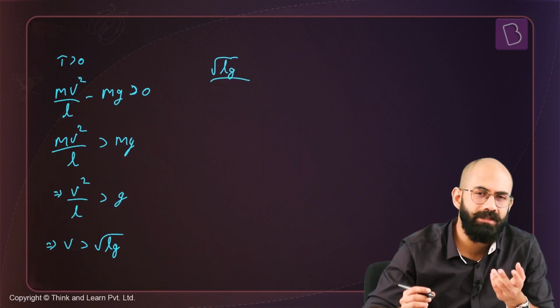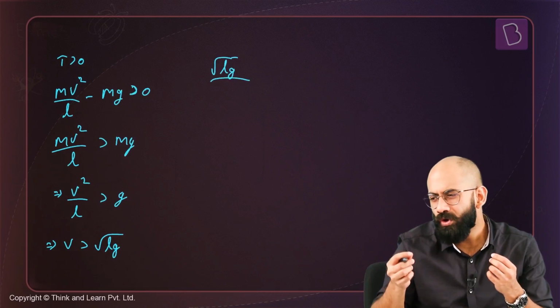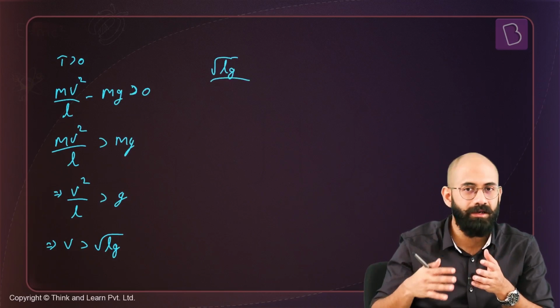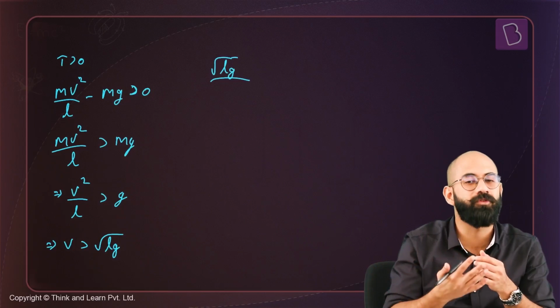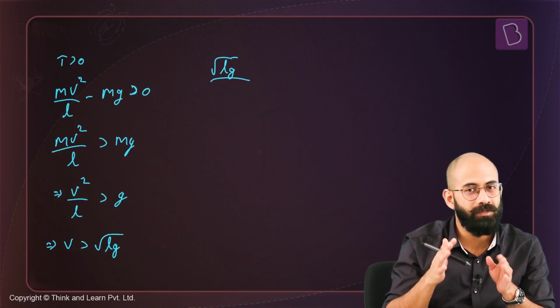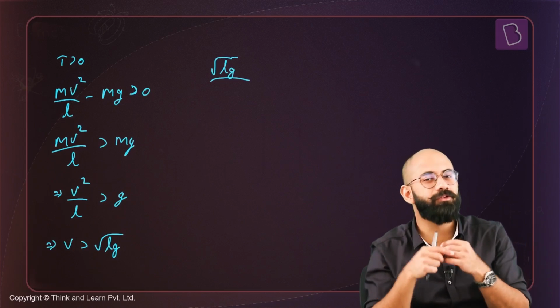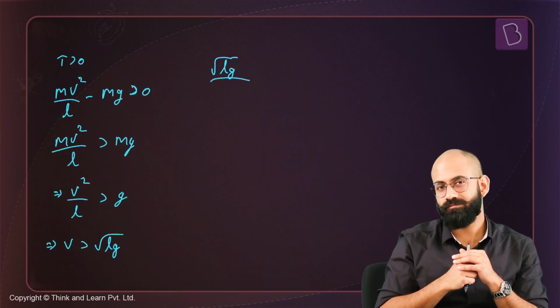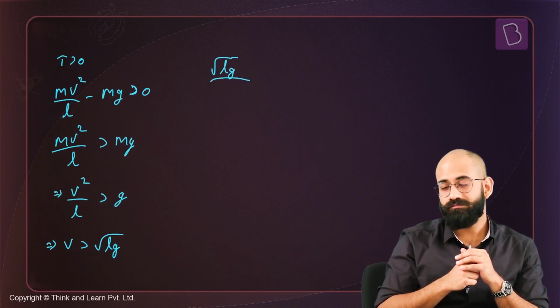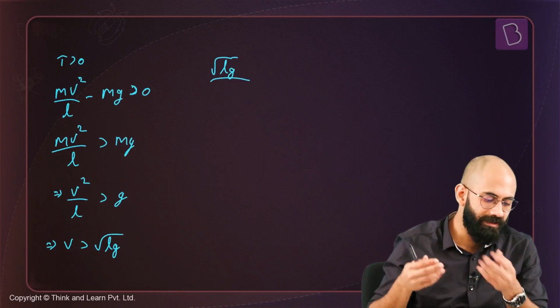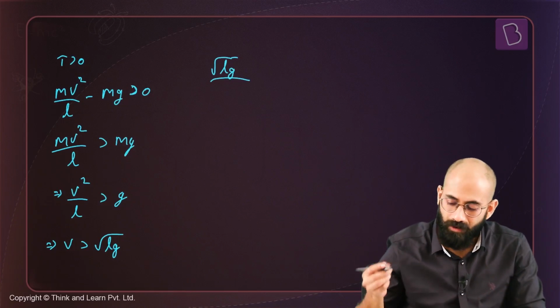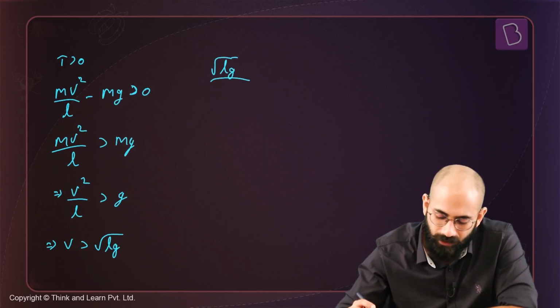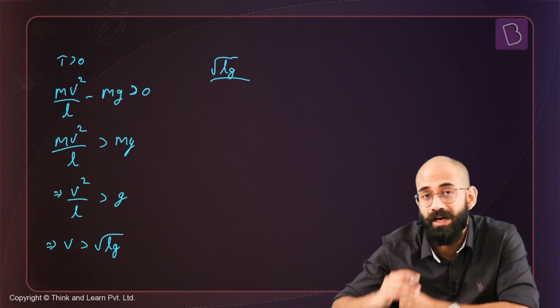So what we need to find is the minimum value of u so that this ball reaches a speed of root Lg at the topmost point. Correct? I repeat, the minimum initial speed so that the ball reaches a speed of root Lg at the topmost point. How will we do that? Simple, we can use the work energy theorem, because in these cases it's very simple to use it, right? So what is the total change in that frame of reference?